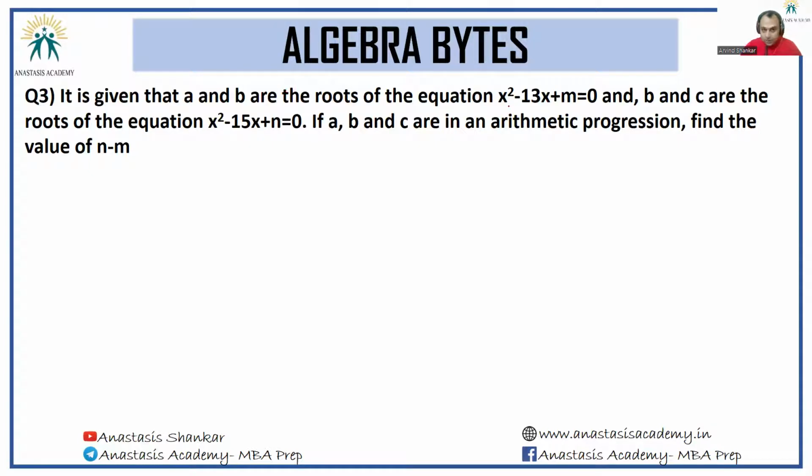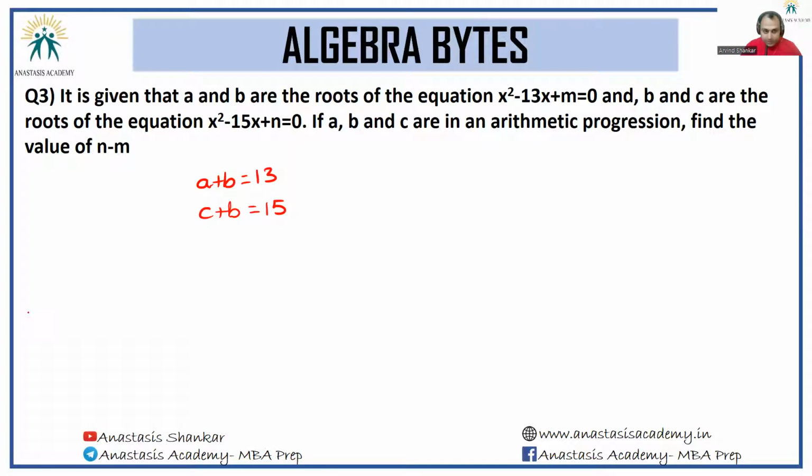Okay, so we have a plus b is equal to 13, and b and c are roots of the equation x square minus 15x plus n is equal to 0. So c plus b is equal to 15. If a, b, c are in arithmetic progression, find the value of n minus m.